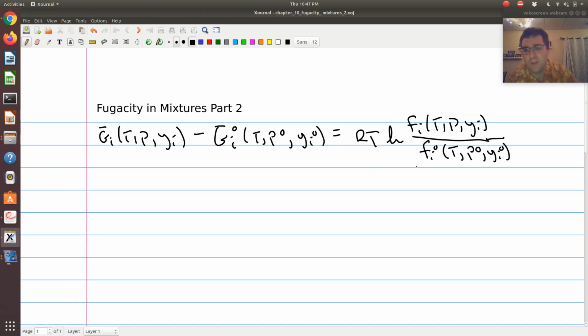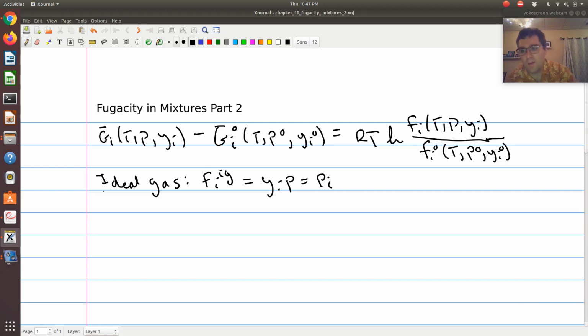Where things change for fugacity in mixtures is for the case of an ideal gas. So the fugacity of component i in an ideal gas mixture is equal to not pressure, but partial pressure. So y_i P, or just P_i.